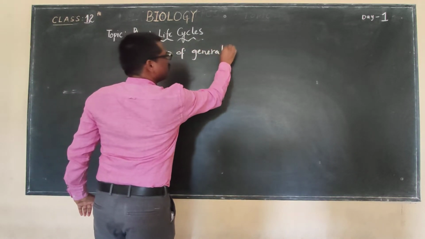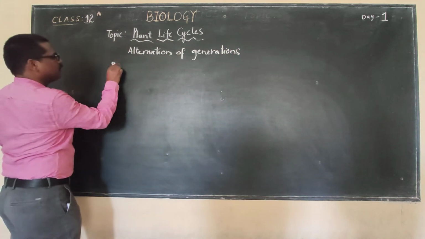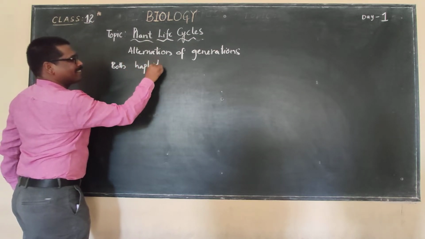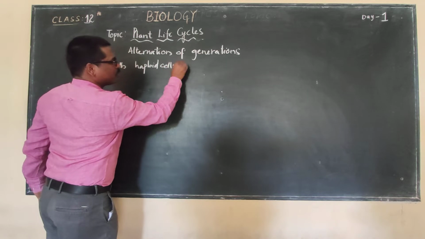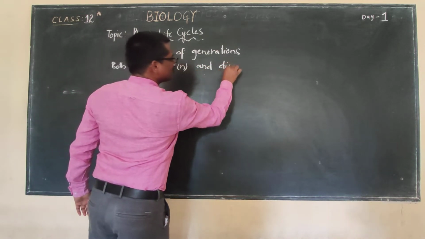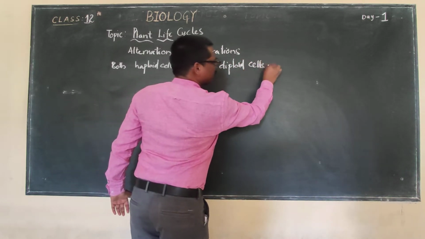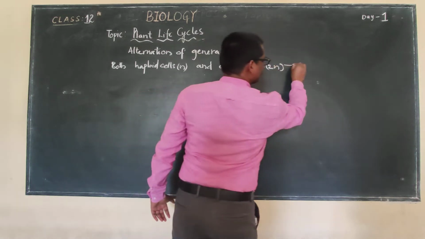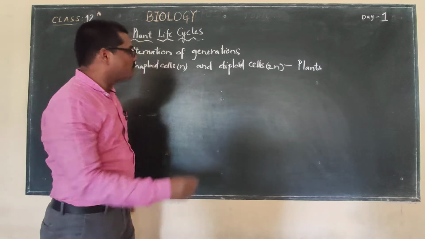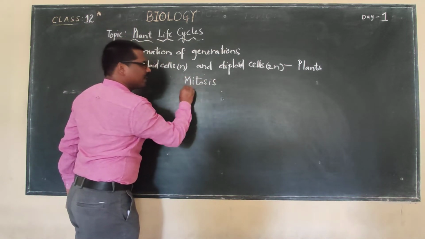Here we should remember that both haploid cells, which we represent with small n, and diploid cells, which we represent as 2n, in plants will undergo the process called mitosis. This is a very important point.